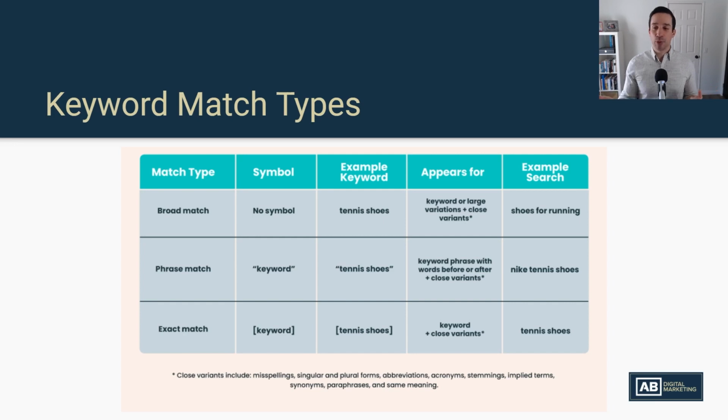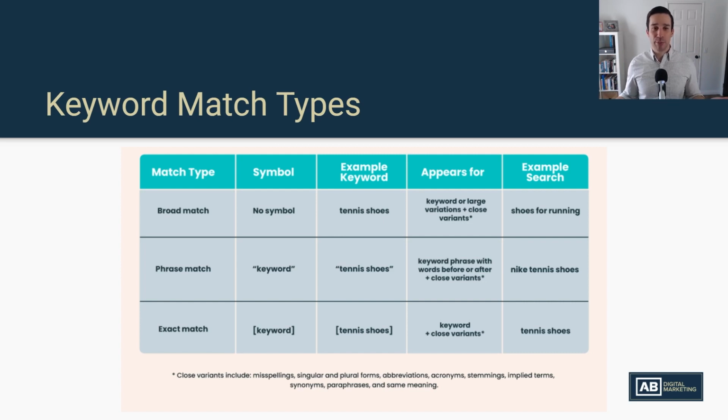But here, an example would be if someone types in tennis shoes as the search term, then you're going to appear for that and other close variations. So for example, you're bidding on tennis shoes, but it's a broad match search term, so you will show up for shoes for running, right? Even though they're tennis shoes and maybe they're not good for running, because it's a broad match, it's casting a very wide net. You're still going to show up for something like shoes for running.